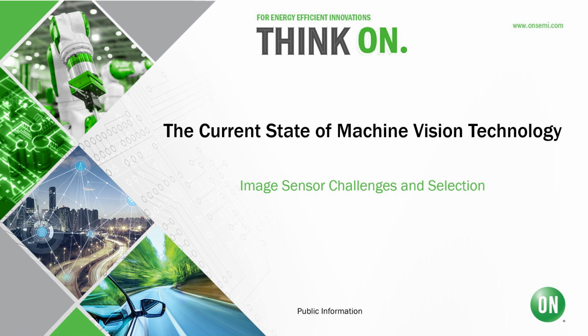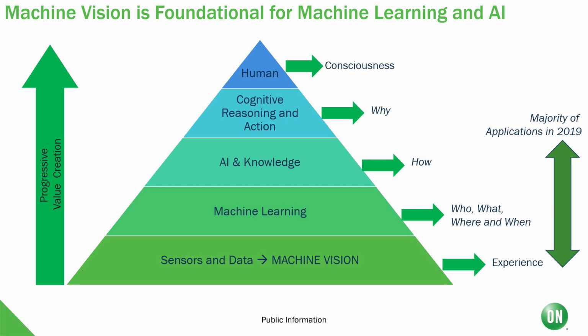We'll get started here on machine vision technology and some of the challenges and selection criteria for image sensors in this space. First, let me make some statements: machine vision is really foundational for machine learning and for artificial intelligence. The sensors themselves are the source of all the data. It's quite an immense amount of data, and that is the input to the basic machine vision algorithms.